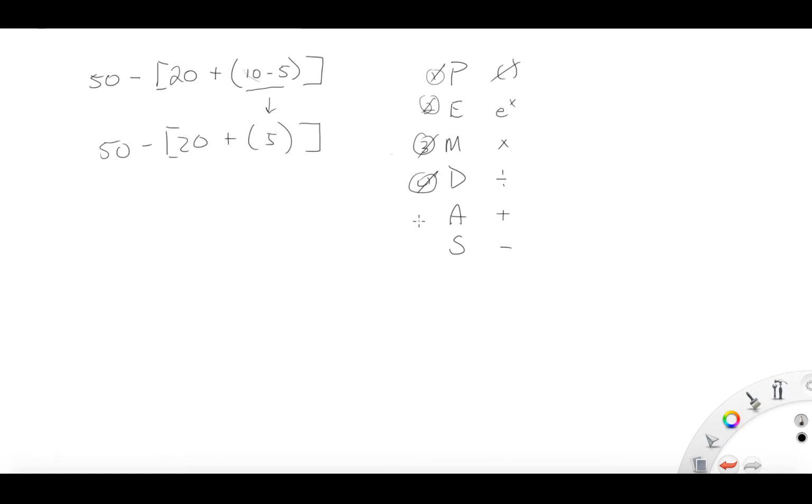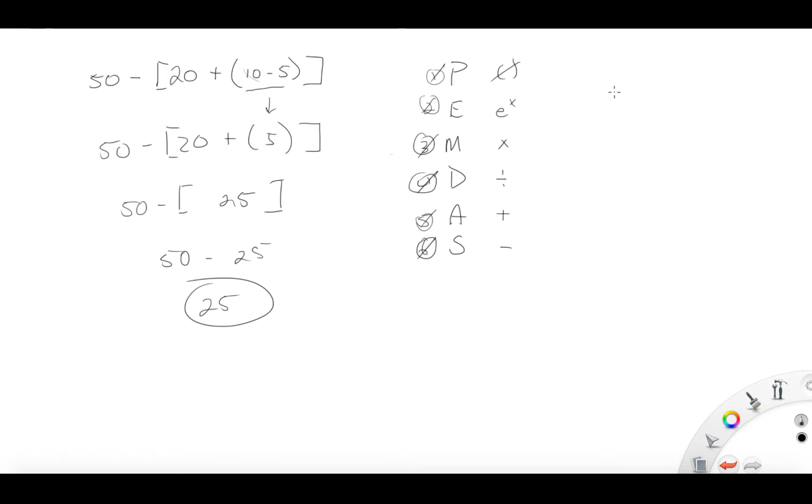Now we go to addition. So step 5, addition, we see it right here. So 50 minus whatever is inside these brackets. 20 plus 5 is 25. And the other thing that we see is subtraction. So step 6 is subtraction. 50 minus 25, our total answer is 25. Pretty simple to see this in order.